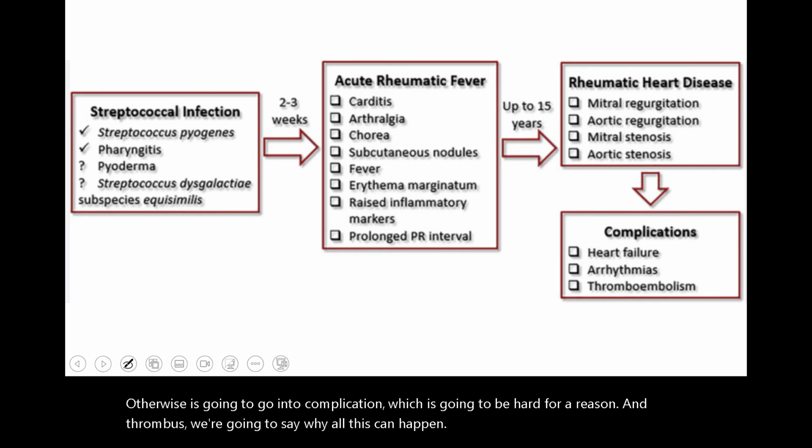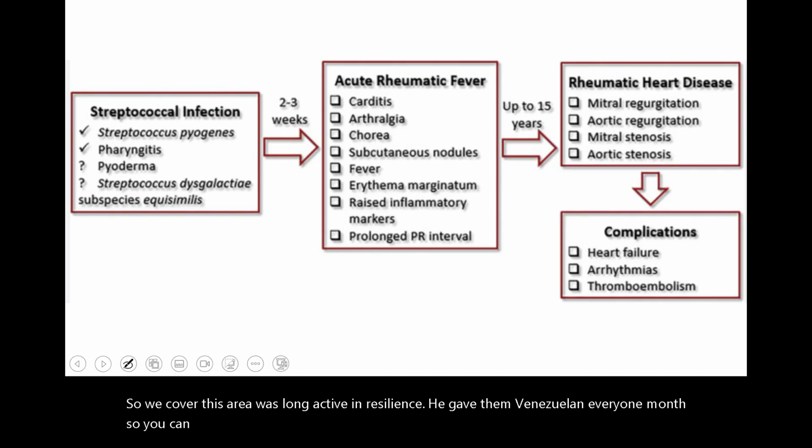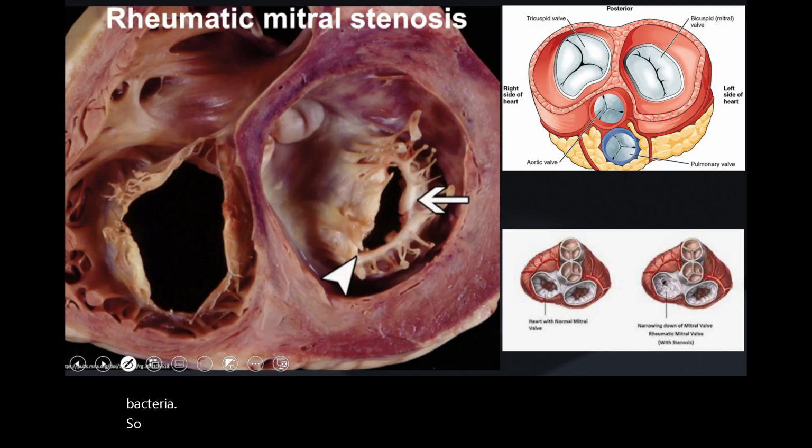So we cover this area with long-acting penicillin. They give them penicillin every 1 month, so you can cover from this 15 years old to like 21 years old, so you don't get this bacteria. So stenosis is going to be a narrowing of the orifice.